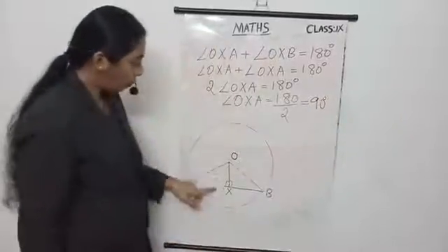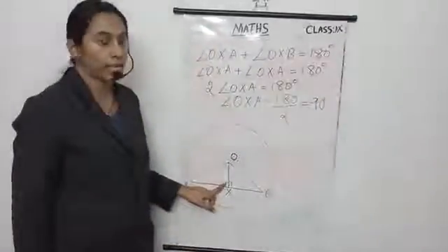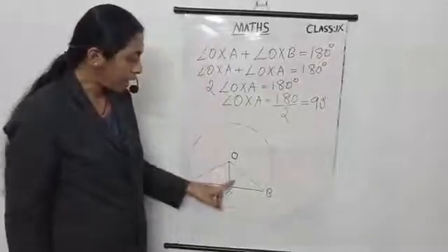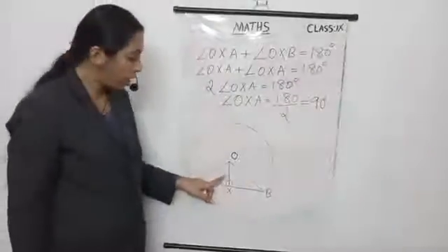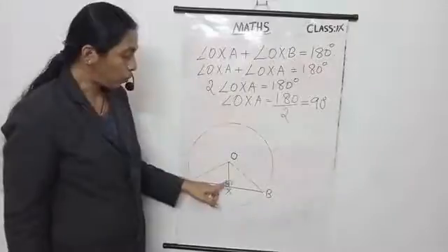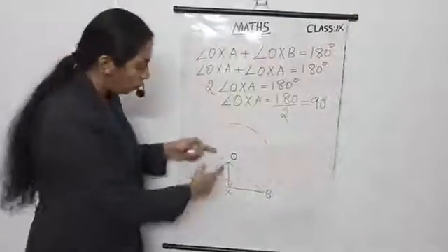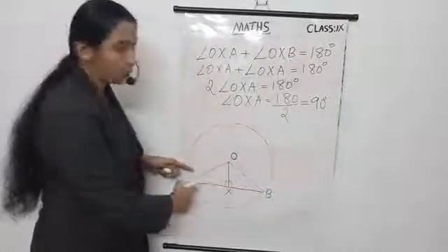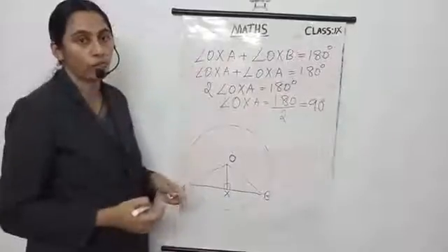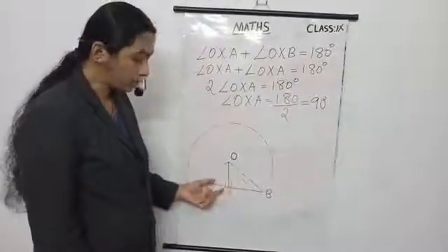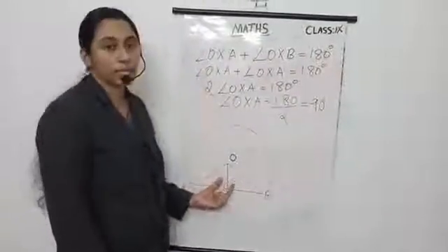So angle OXA is 90 degrees, and angle OXA and angle OXB are equal. So we conclude that both are 90 degrees. So OX is perpendicular to AB. So hence the proof.